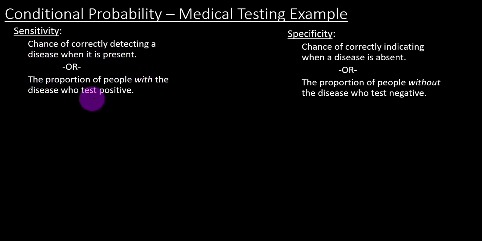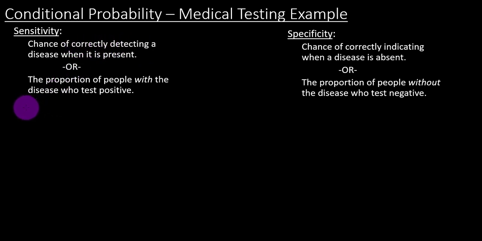The sensitivity of a test can be interpreted in two ways, as is generally the case with probability. It's the chance of correctly detecting a disease when it is present, or it is the proportion of people who have the disease and who test positive. And notice, this is in essence a conditional probability, because first the disease would have to be present, that's the circumstance, and then the test would have to detect it.